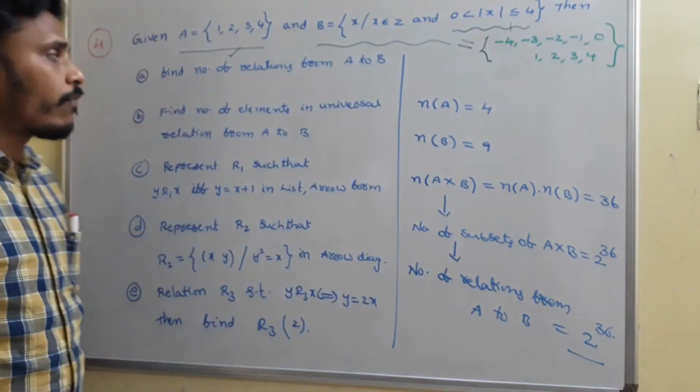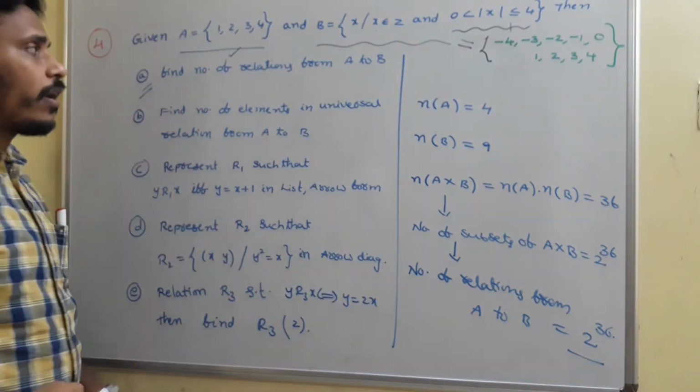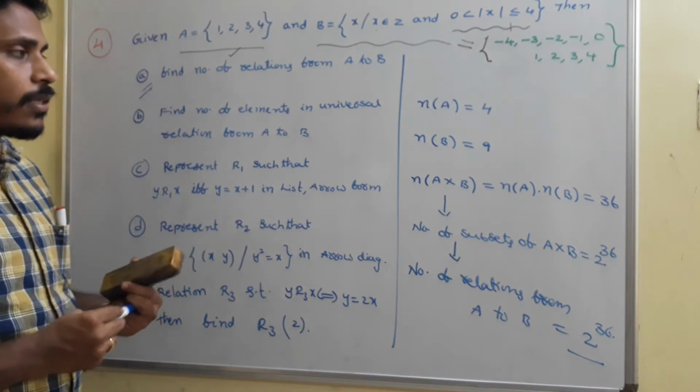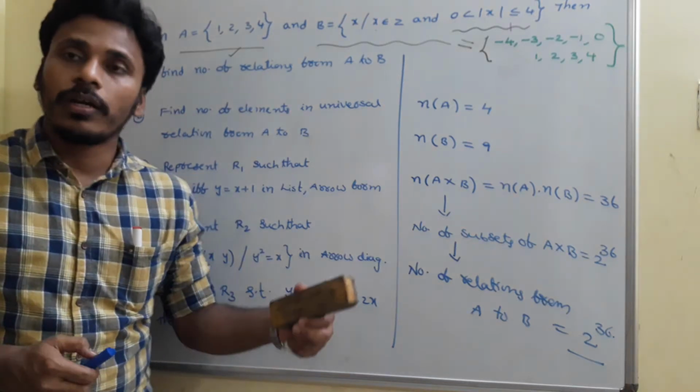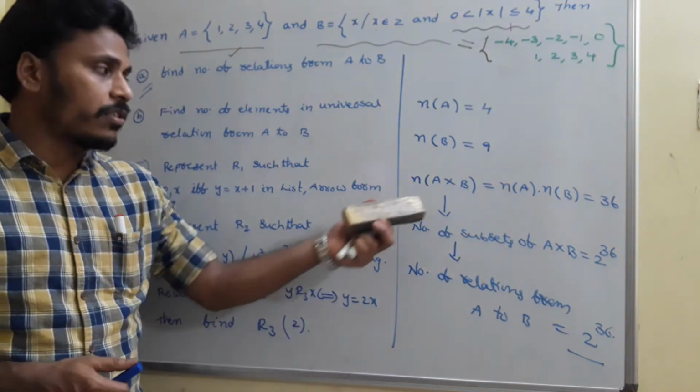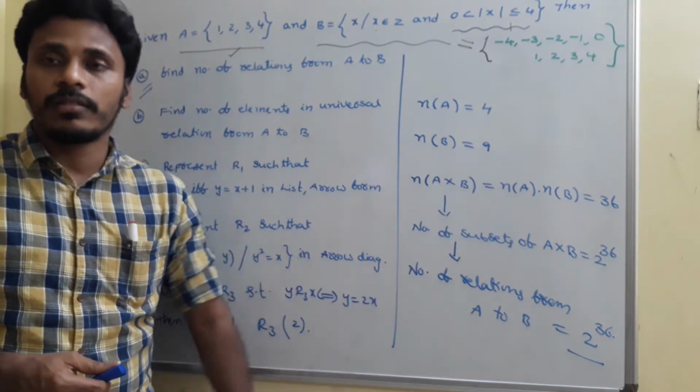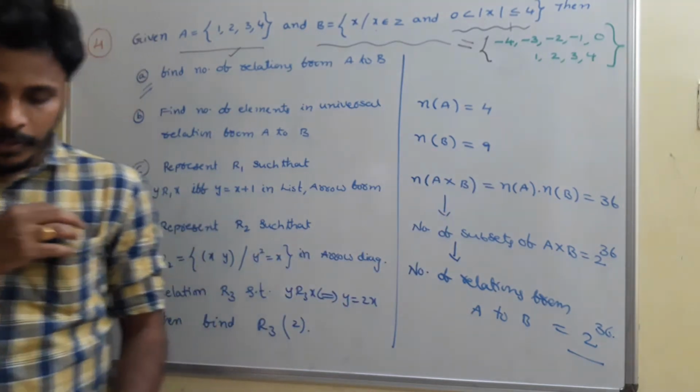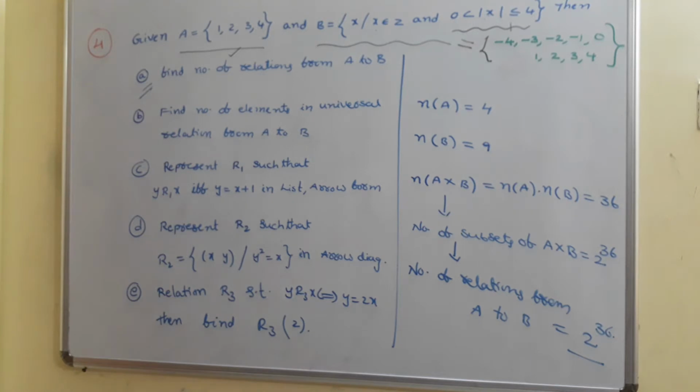Just have a look. For the first problem, the number of relations from A to B, your answer is 2 power 36, which are the subsets of A cross B, and which is nothing but, since n of A cross B is 36. Just have a look, okay? So likewise we need to answer every question now, right? And if it is clear, then think about the second problem.